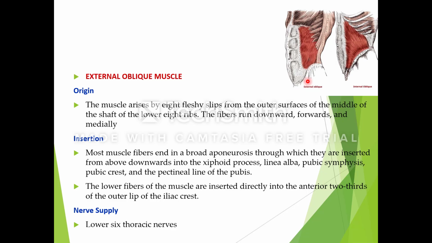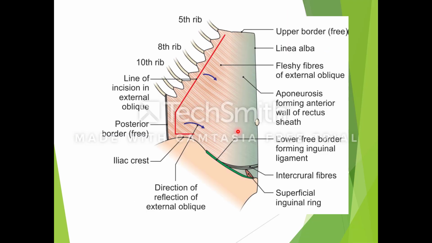The lower fibers of the muscle are inserted directly into the anterior 2/3 of the outer lip of the iliac crest. See here, these are the lower fibers of the external oblique muscle. They are directly inserting over the anterior 2/3 of the outer lip of the iliac crest, because there are two lips of the iliac crest. One is outer lip and the other one is the inner lip. So they are inserted over the outer lip of the iliac crest. Lower 6 thoracic nerves supply the external oblique muscle. They are T7 to T12.